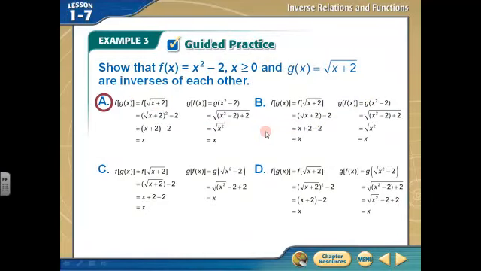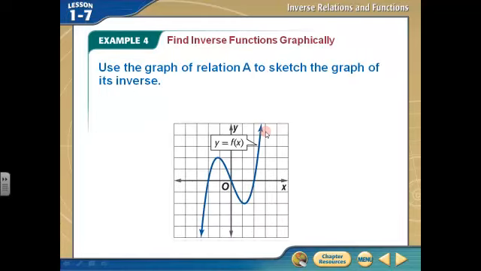Hopefully you ended up with A. Okay, find inverse functions graphically.